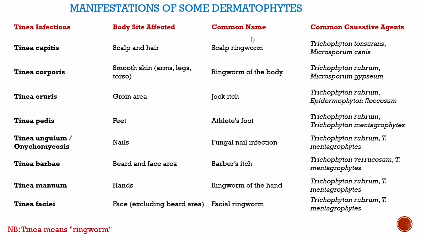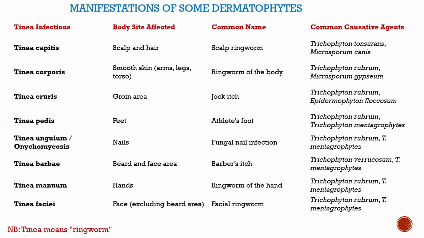Then another thing you have to know is, I actually made a table for easy identification of some of the manifestations of the dermatophytes. Like I told you, they are generally called the tinea or ringworm. So we have different tinea infections. They are named according to the body site affected, then the common names they are called, and then some of the causative agents, like the species that actually cause these infections.